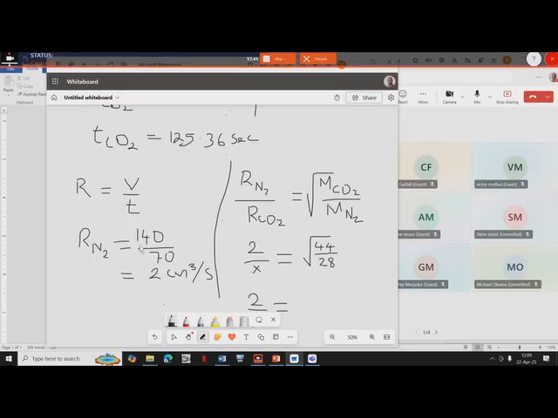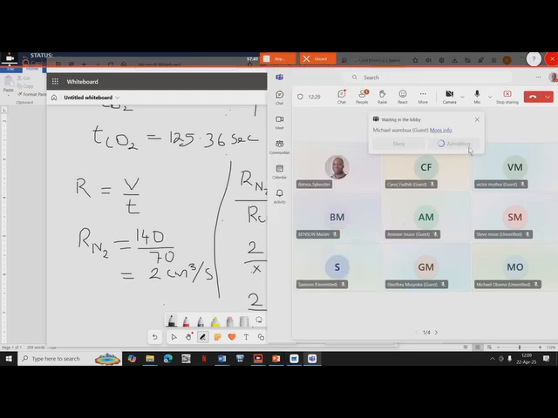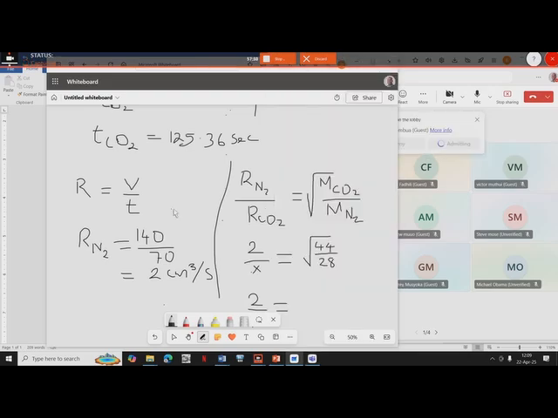Rate is equal to volume divided by time. That's the formula. R is equal to volume divided by time. Kwa hivyo nimepewa volume ya nitrogen gas ni 140 na time ni 70. So 140 divided by 70, I get 2 cubic centimeters per second. That's the rate of diffusion of nitrogen gas.